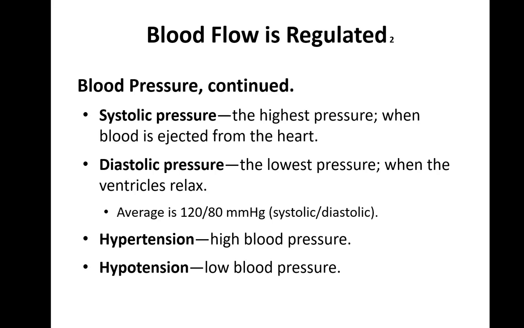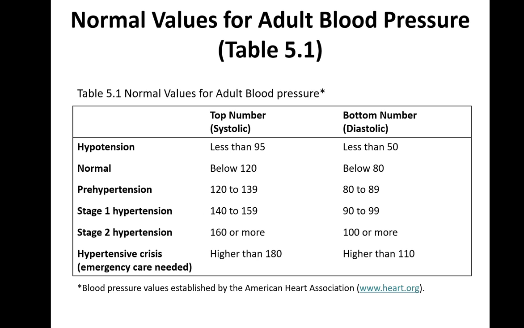Blood flow is regulated. The beating of the heart is necessary for homeostasis because it creates a pressure that propels the blood in the arteries and into the arterioles. Blood pressure is the pressure of the blood against the vessel wall and is usually measured at the brachial artery. The higher number is the systolic pressure, and the lower number is called diastolic pressure. Normal blood pressure is 120 over 80, systolic over diastolic. High blood pressure is called hypertension, and low blood pressure is called hypotension.